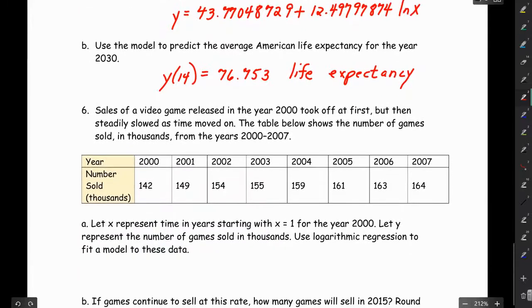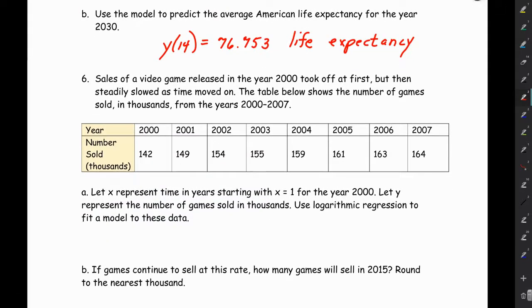All right, number 6. Sales of a video game released in the year 2000 took off at first, but then steadily slowed as time moved on. The table below shows the number of games sold in thousands from the years 2000 to 2007. Again, we're going to let x represent time in years, starting with x equals 1, and so forth from there. So let's write that in. And the numbers sold we have here, so we're going to put our data in.